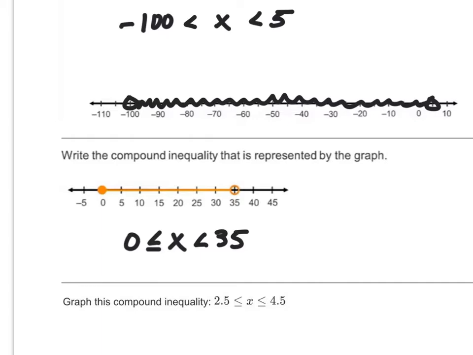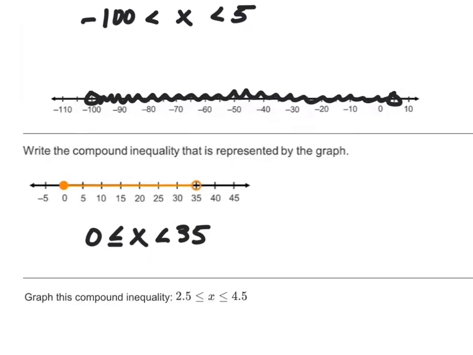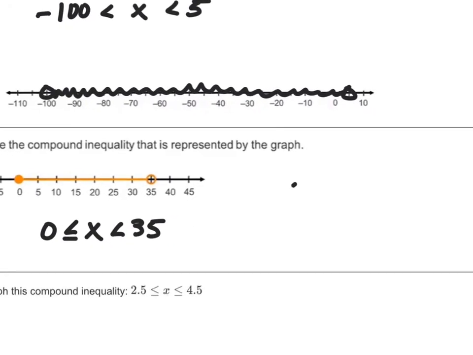So being able to read this graph and write this inequality is pretty important. Or you could say this: that x is greater than or equal to 0, and at the same time that x is less than 35. That works too, but I like this notation because you're able to see that the values for x are between 0 and 35.